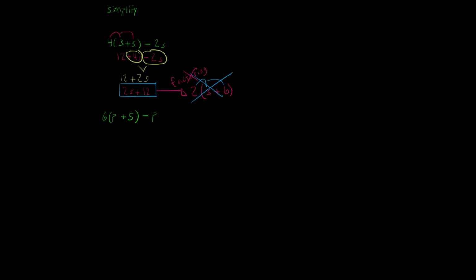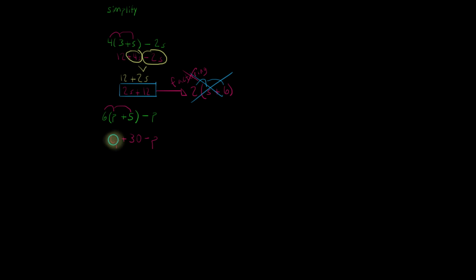I'm going to change colors. Alright, so the first thing I want to do, I'm going to distribute the 6 into the p and also the 6 into the 5. And now I have 6 times p, which is 6p, plus 6 times 5, which is 30. And I'm going to subtract p. From here, it's just a matter of combining like terms.